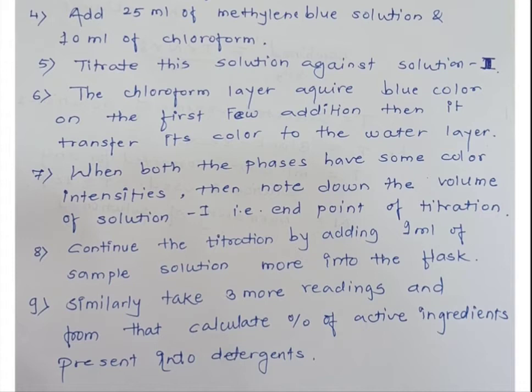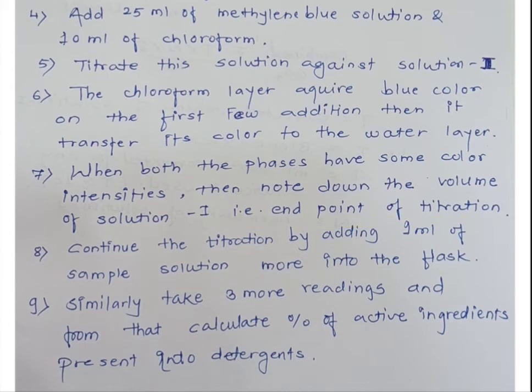So there are two layers, one is a chloroform layer and the second one is a water layer or the aqueous layer. Initially the chloroform layer has the blue color. After a few additions, the color will be transferred to the water layer, and when both the phases have the same color intensities, then note down the volume of solution 1. That is the end point of the titration. Means when the water layer and the chloroform layer have the same color intensity, then we have found the end point of the titration.